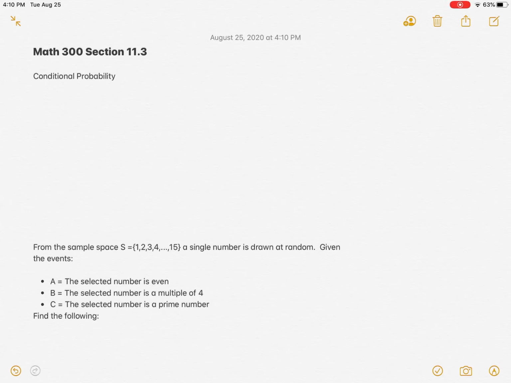Welcome to section 11.3. This is going to extend our knowledge of probability a little bit farther by having us look at something called conditional probability and then also what they're calling "and" probability as well. And so we'll look at this together.